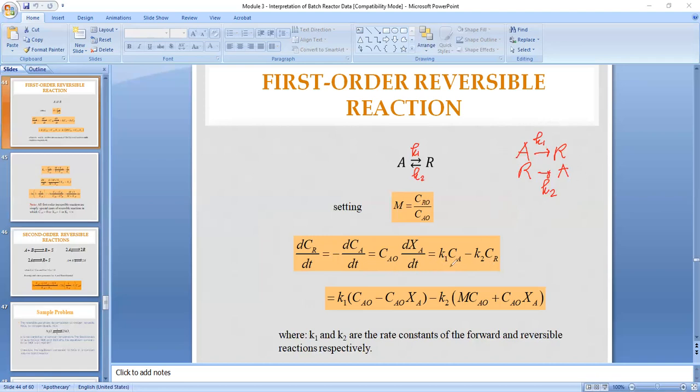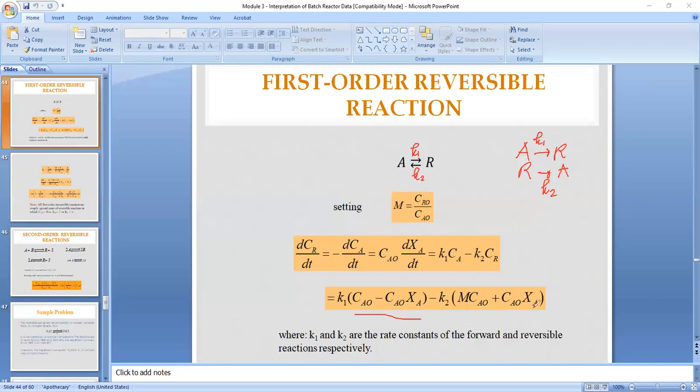So first step is K sub 1 C sub A, and second step is K sub 2 C sub R, with a minus, because A is no longer being consumed in the second reaction, rather it's being formed. Now, you can write this C sub A as CAO times the quantity 1 minus XA. You know this already from the formula.